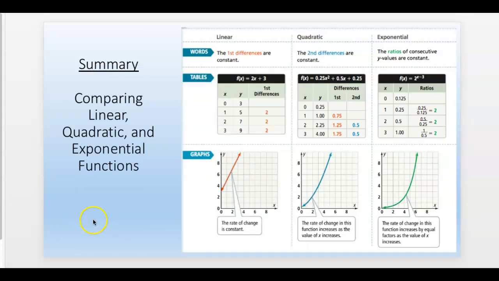Okay, guys, this is a nice summary page right here. It shows the linear, the quadratic, and the exponential. In the linear, the first differences are constant. Quadratic, second differences are constant. And the exponential, the ratios of consecutive y values are constant. We have a nice example here showing what it looks like. It shows what the graphs will look like.